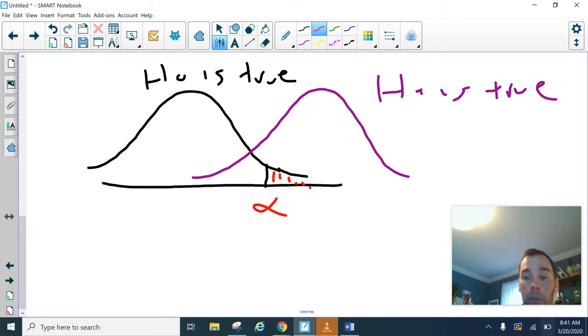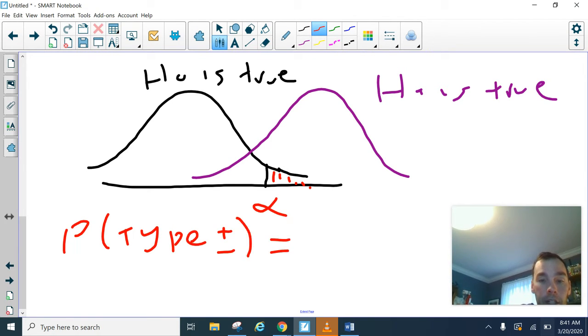Now keep in mind what a type 1 error is. Type 1 error is I reject the null when the null is true. So that means I'm in that shaded region there. The null is true, so I'm underneath that black normal curve, but I'm in the rejection zone there. So the probability of a type 1 error is strictly determined by your alpha level. So whatever alpha is set at, 5%, 10%, 15%, that's going to be the type 1 error right away. It doesn't change. It's whatever the alpha level is.